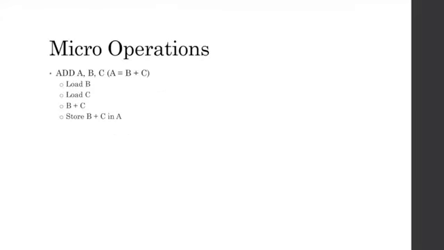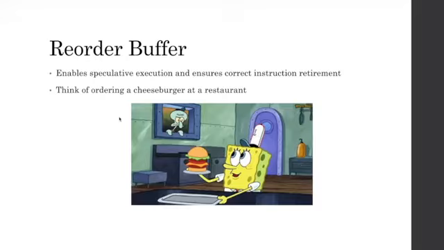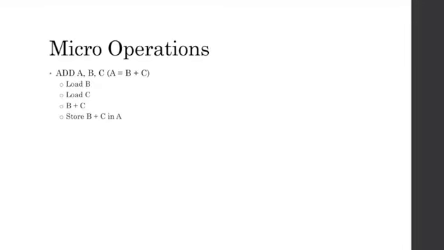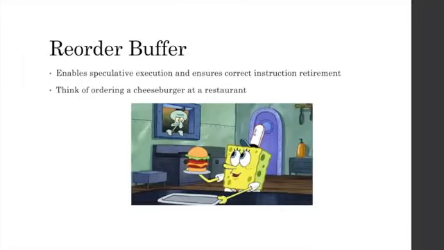As part of the out of order execution, modern CPUs break down complex instructions into smaller micro operations. For example, an instruction like add A, B, C, which translates to add B and C and load it into A, will be broken down into these smaller instructions. As a result, this makes execution easier to manage and allows for parallelism.